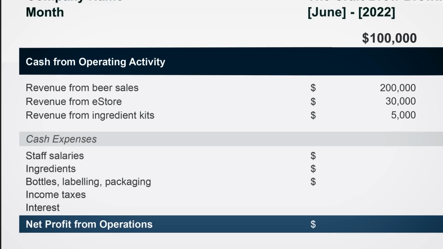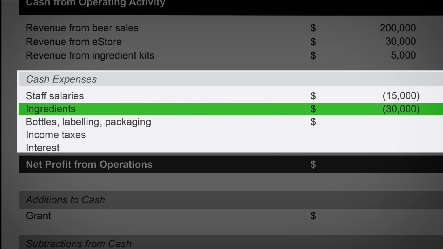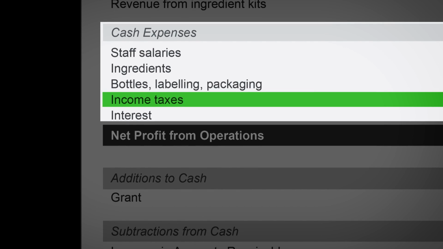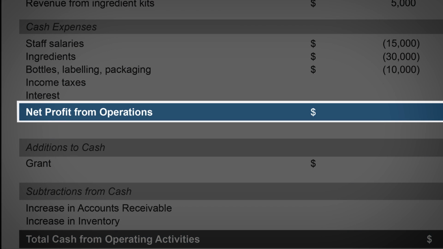Now the expenses. Expense number 1 is workers' salaries. Expense number 2 is ingredients. Expense 3 is bottles, labeling, and packaging. If you pay any income taxes or accumulate any interest during the month, you should record this too. Once we do all our additions and subtractions, we're left with our net profit from operating activities of $180,000.